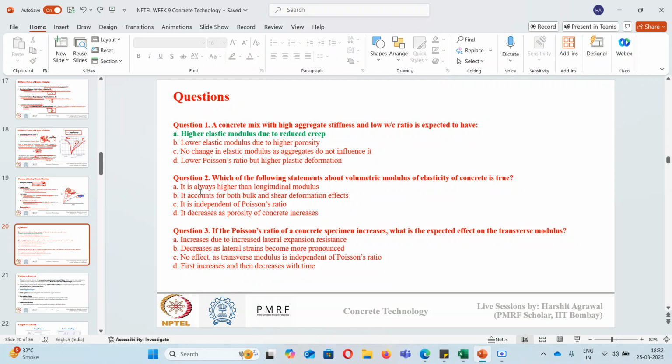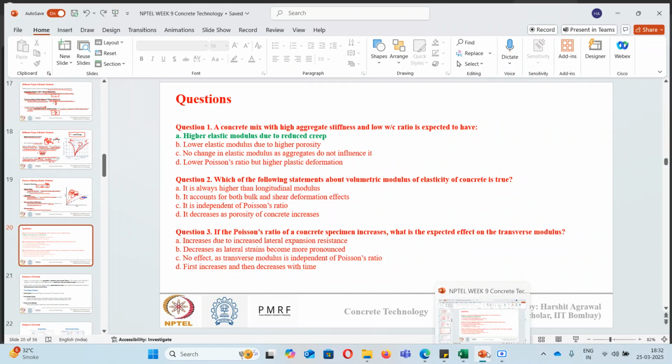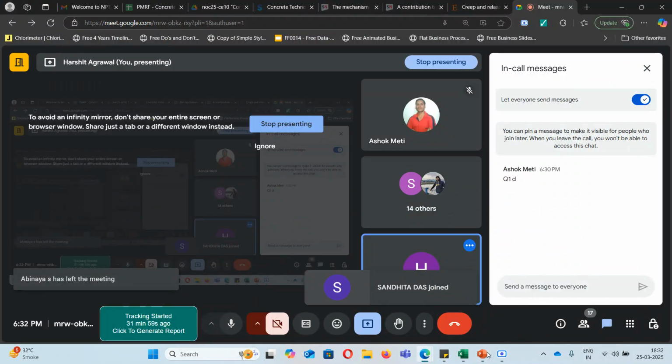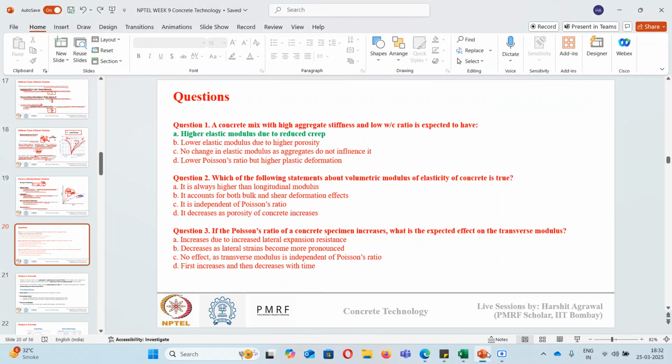Now, question number two. Which of the following statements about the volumetric modulus of elasticity of concrete is true? Can anyone answer question number two?